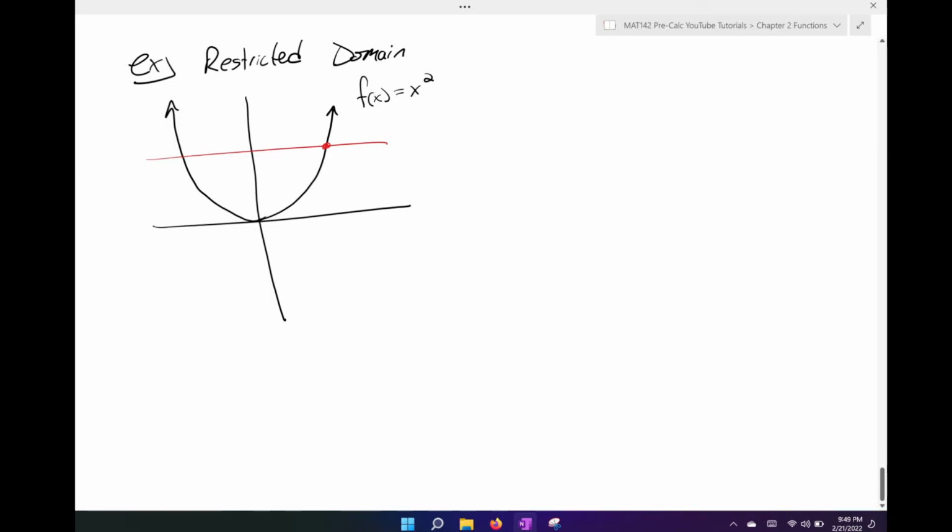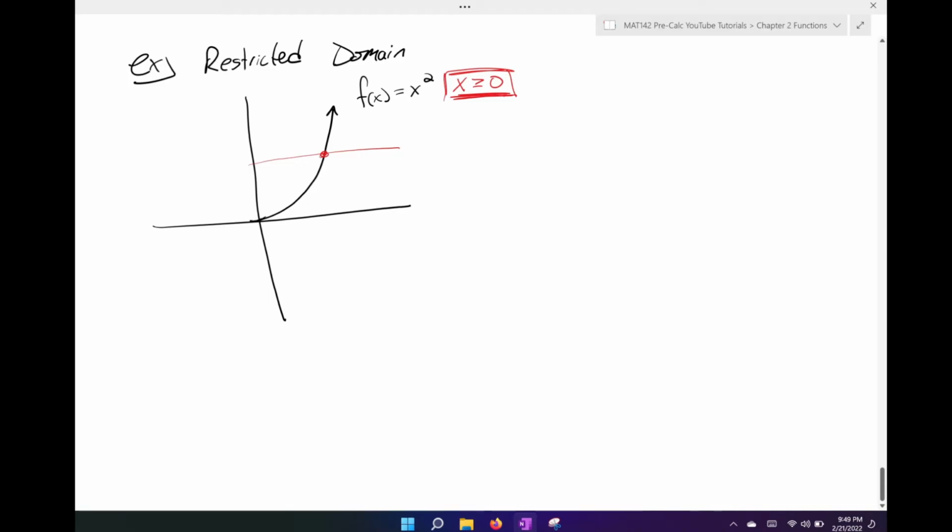However, what we can say is, well, why don't we just restrict our domain to just x is greater than or equal to 0. So now you pass the horizontal line test, which you can totally do, but what you got to do is tell us that you're restricting the domain from the very start.